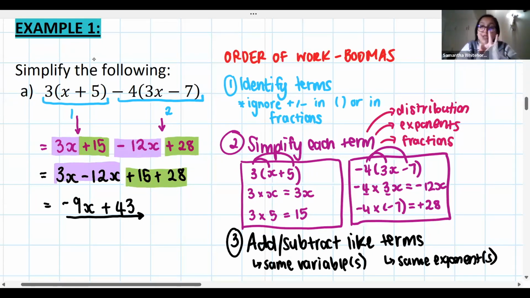So if you can follow these 3 steps, identify your terms, simplify each term, and then add or subtract your like terms, you can simplify your expressions. Doesn't matter how complicated they get, you can do it.